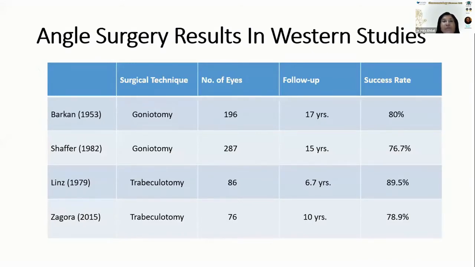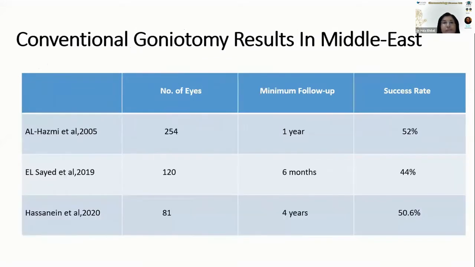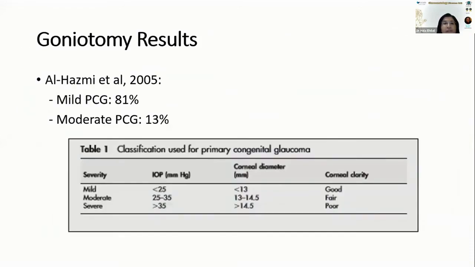Now, the results of angle surgery, goniotomy and trabeculotomy, are both very favorable in Western studies. Goniotomy is reported to have a success rate between 75 and 80%. However, the results in Middle Eastern studies are less favorable. Here are 3 studies with average or reported success rate about 50%. And this emphasizes the more aggressive form of disease that we have to deal with in the Middle East.